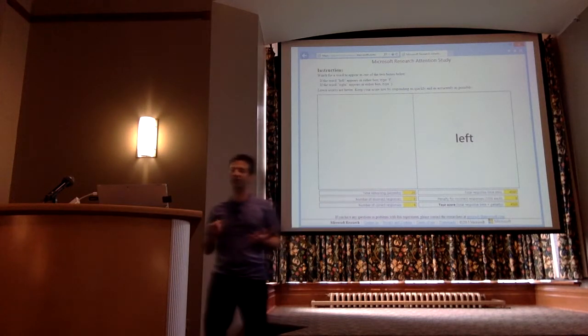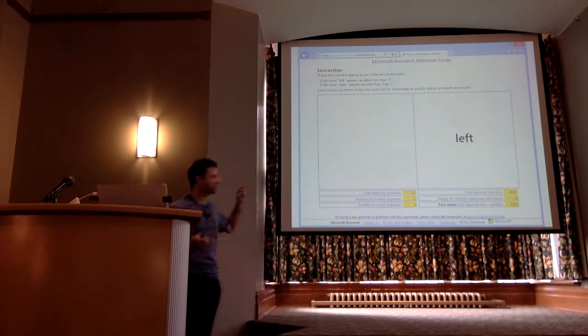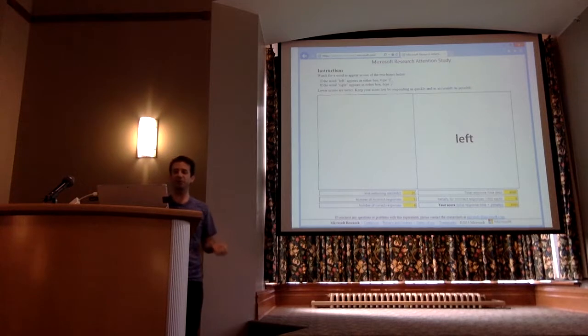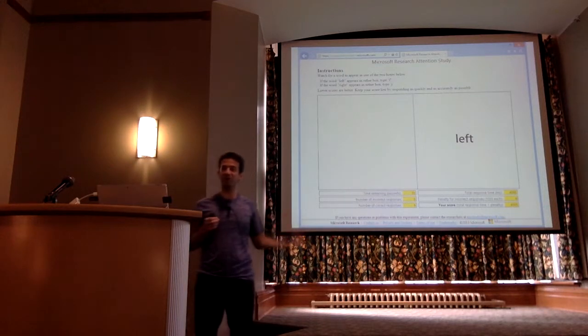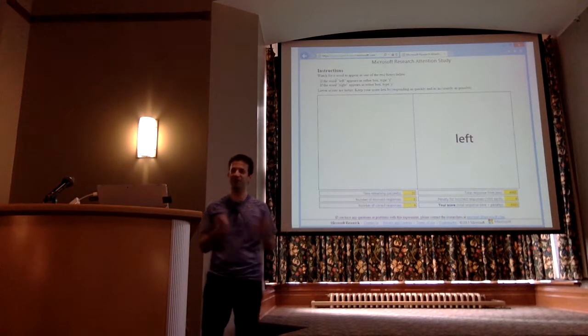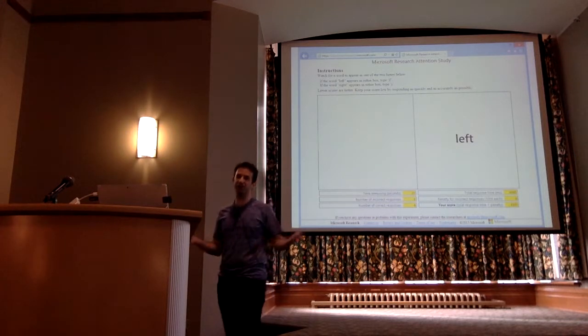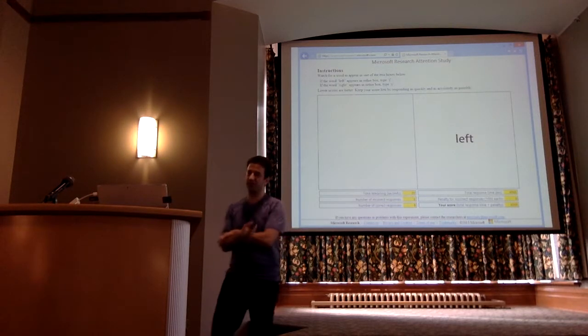So here your job was to type a key on the left hand of the keyboard if the word was left, a key on the right hand side of the keyboard if the word was right. But sometimes the word left would be on the right side of the screen, and sometimes the word right would be on the left side of the screen. It was completely random. And we called this an attention test. It looked like a probable psych study.